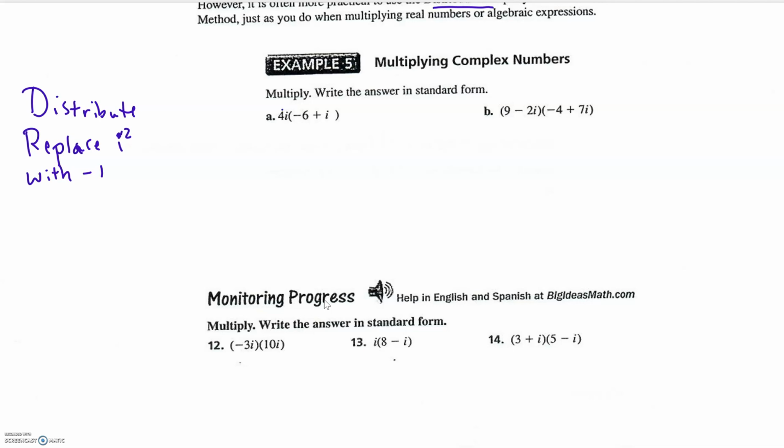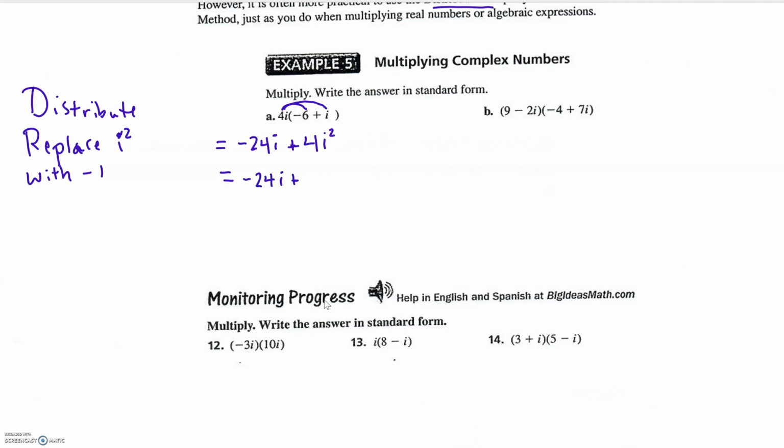Example 5, part A. We're going to do the distributive property. We're going to do 4i times -6. Then we're going to do 4i times i. That is 4i squared. So 4i times -6 is -24i. 4i times i is 4i squared.